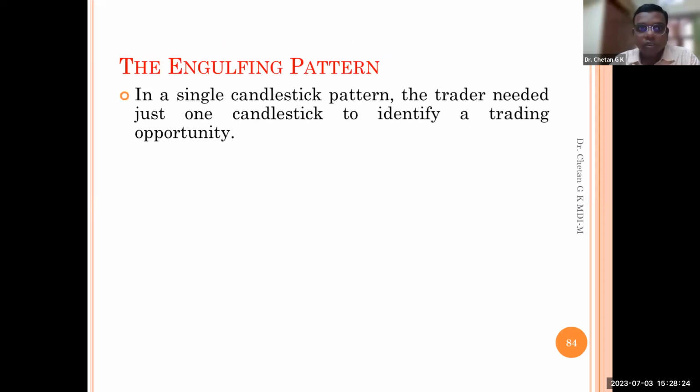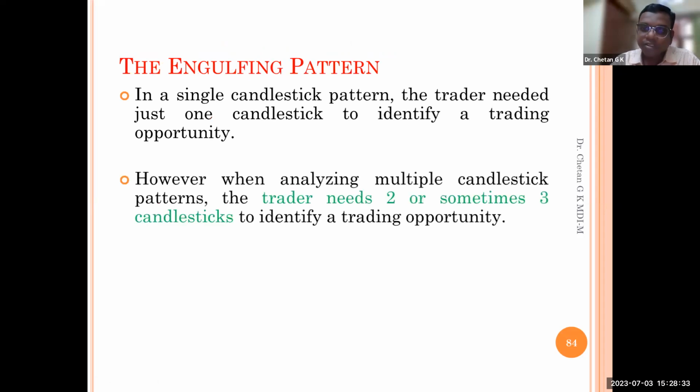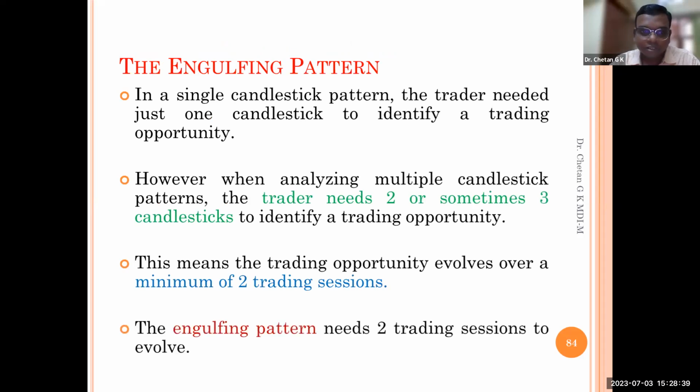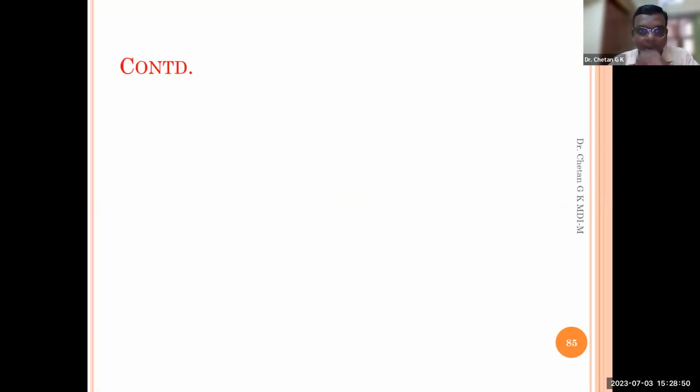In a single candlestick pattern, the trader needed just one candlestick. In the case of multiple candlesticks, it is two or three, as we already discussed, meaning that the trading opportunity evolves over a minimum of two trading sessions. So the engulfing pattern needs at least two trading sessions to evolve. If you are looking at the end of day chart, it requires at least 2 days of trading sessions to make it happen.